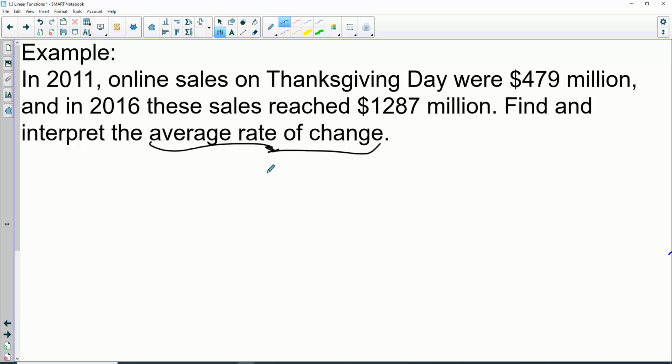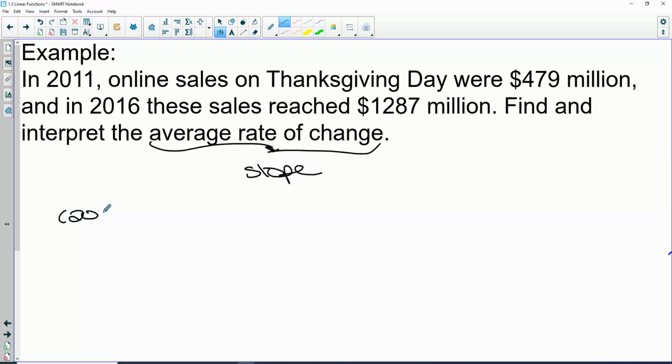Think about our lines when we're finding out how much they're increasing or decreasing. What is that called? Slope. So if I'm asking you for average rate of change, I'm asking you to find slope. We know we can find slope if we have two ordered pairs. So we have to read back through our problem and try to write two ordered pairs.